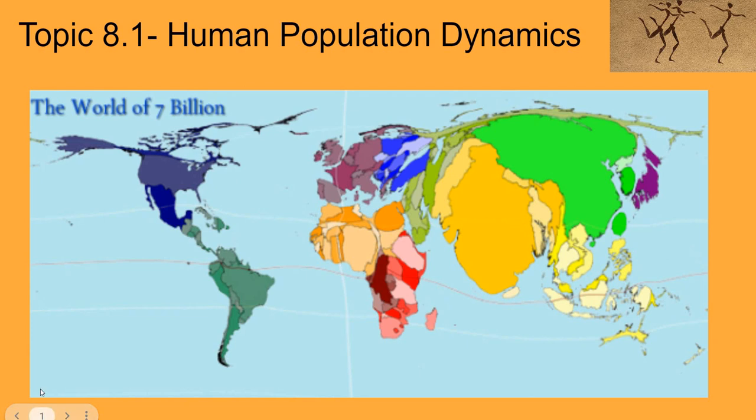This is topic 8.1, Human Population Dynamics. We're going to talk today about reasons why population of countries and the world is changing, and we'll also talk about how to model and analyze it.